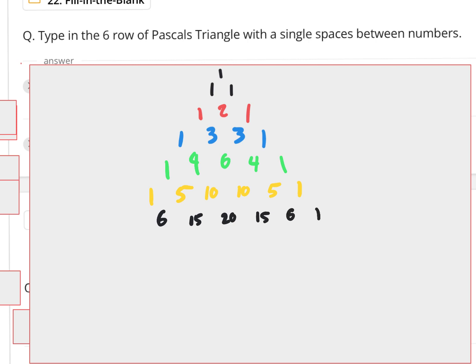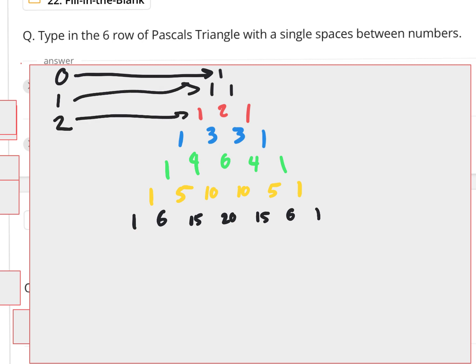We got a 6 with ones on the outside again. Let's verify. The power of 0 will give you 1. Power of 1 gives you that. Power of 2 gives you that. Power of 3 gives you that. Power of 4 gives you that. Power of 5 gives you that. And then the power of 6 gives you that.